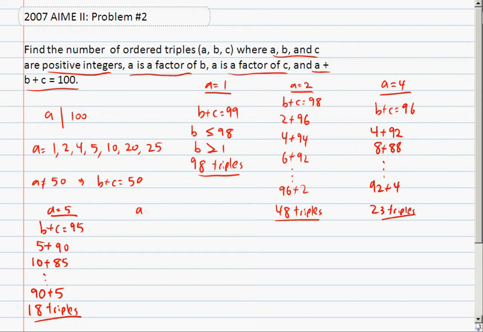Now let's move on to A equal to 10. This gives us B plus C equal to 90. So that means B, at the very least, can be 10, which leaves C as equal to 80. Then we can also have 20 plus 70, etc., all the way to 80 plus 10. That gives us 8 triples.